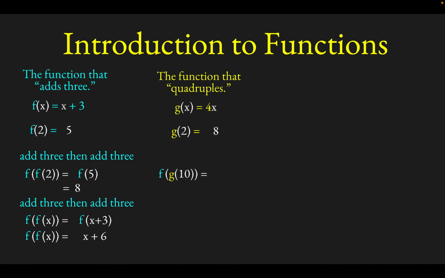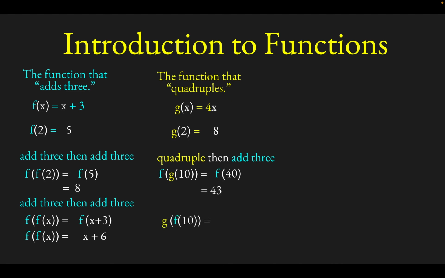Let's try a few of these, messing around with this new function. Suppose we had f of g of 10. When you see something like this, you kind of work inside out. The g function will act first. So the quadrupling function will act, and then f, the adding 3 function, will act after that. So we're going to quadruple, and then we're going to add 3. So let's try this with the 10. If you quadruple 10, you'll get 40. So we've now used up the g function, and now we just have the f function that adds 3. Well, adding 3 to 40 will give you 43.